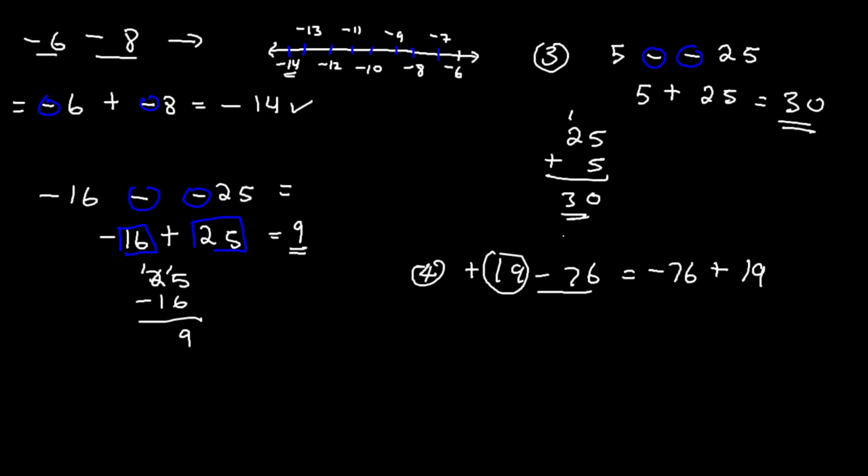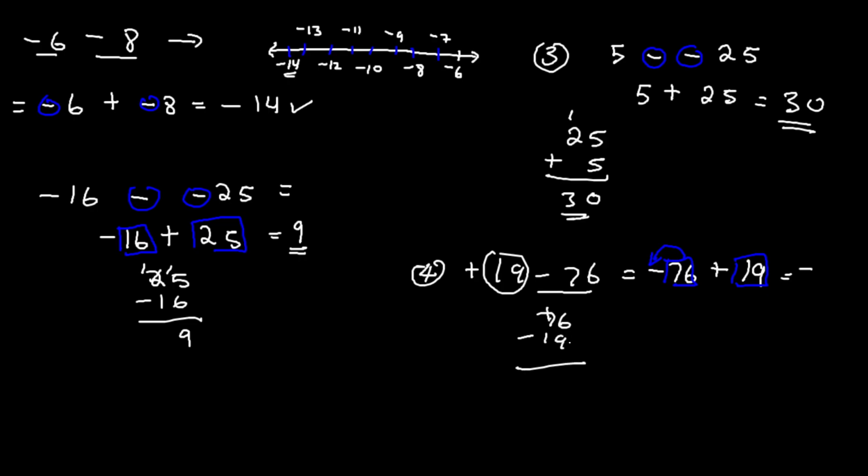So now what we need to do is we have different signs, so we're going to subtract. But let's look at these two numbers. Which one is bigger? 76 is bigger, so we will take the sign of 76. So our final answer will be a negative integer. Now we take 76 and let's minus 19.